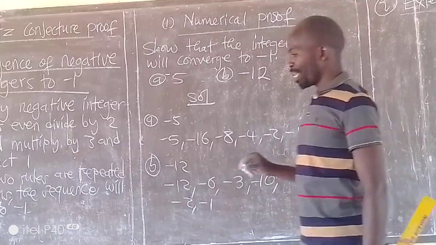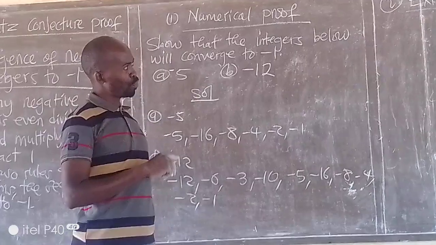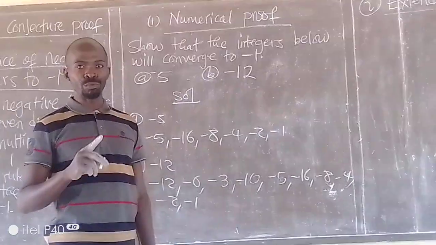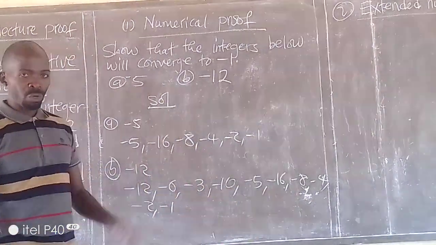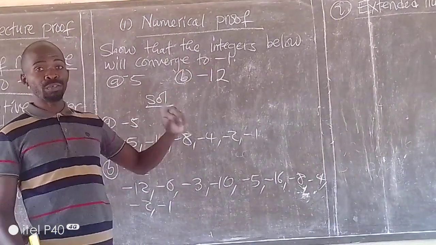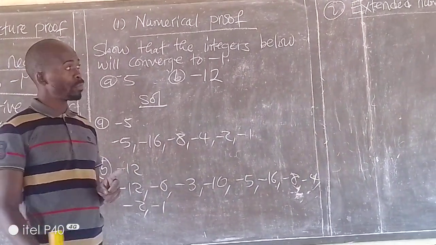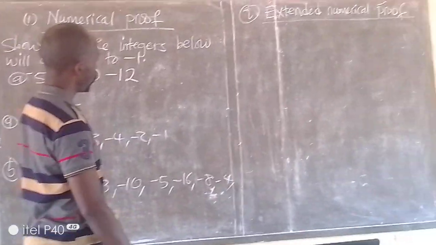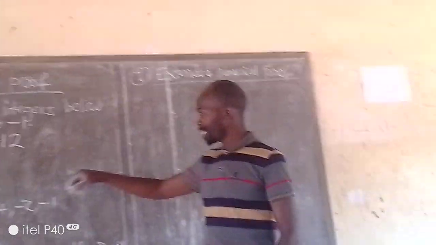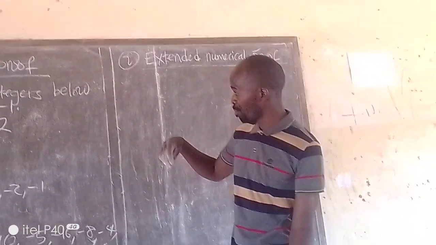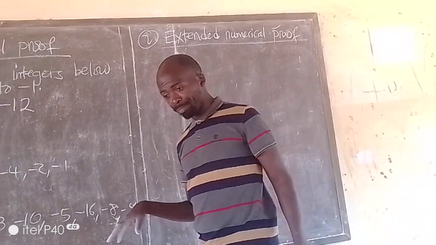This can also be proven by, first of all, looking at the extended numerical proof. The proof that I've given for this also relied on the extended numerical proof, like for positive integers as well, which all converge to positive 1. So let's look at how we can also show, using the extended proof, that the sequence can converge to negative 1.